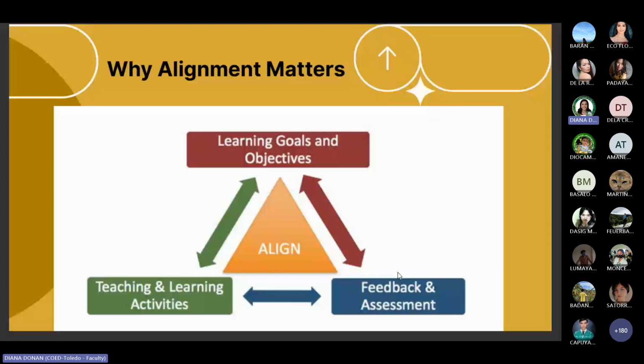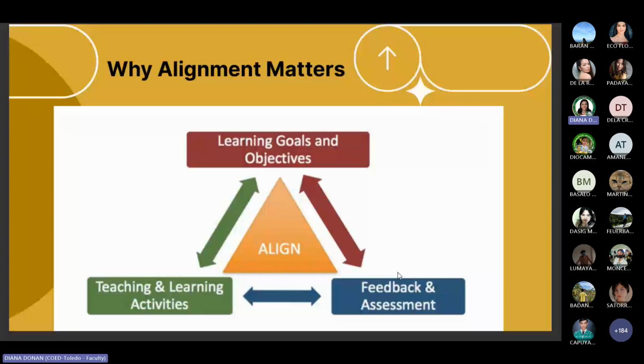So if naay usa mawa diha, it will make the students confused. Okay, so we begin with our learning goals and objectives, and this will tell us what we expect students to know or be able to do, or think of them as the target or their destination.